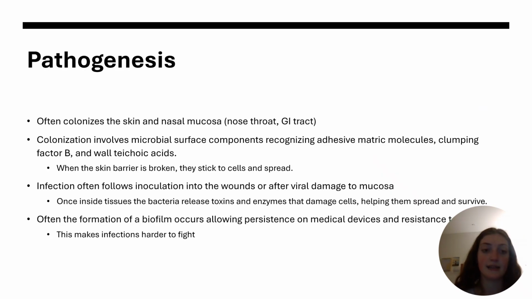The pathogenesis. Often the bacteria colonizes in the skin and nasal mucosa, like the nose, throat, or GI tract. The colonization involves microbial surface components recognizing adhesive matrix molecules, clumping factor B, and wall teichoic acids. When the skin barrier is broken, they stick to cells and then they spread throughout the body. The infection often follows inoculation into wounds or after viral damage to mucosa.